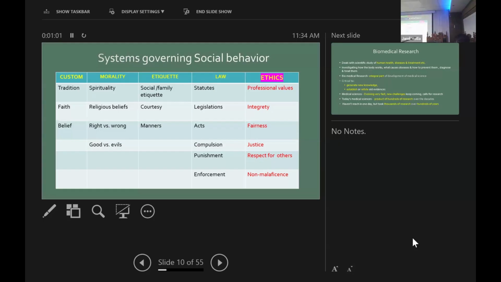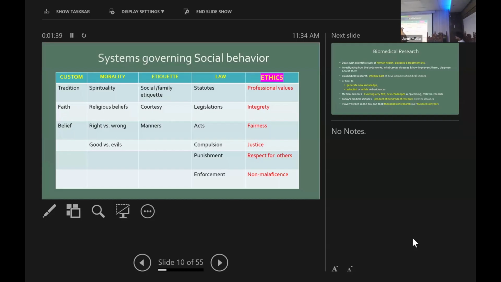And lastly, ethics. Ethics is another thing that applies to human behavior, and it is also very important. Not only customs, morality, etiquette, law, ethics will also help us to decide about our action. Like, say, professional values, integrity, fairness. Sir has already mentioned these: integrity, fairness, justice, respect for others, non-maleficence. These are nothing but the broad principles of bioethics. We'll come to that later.